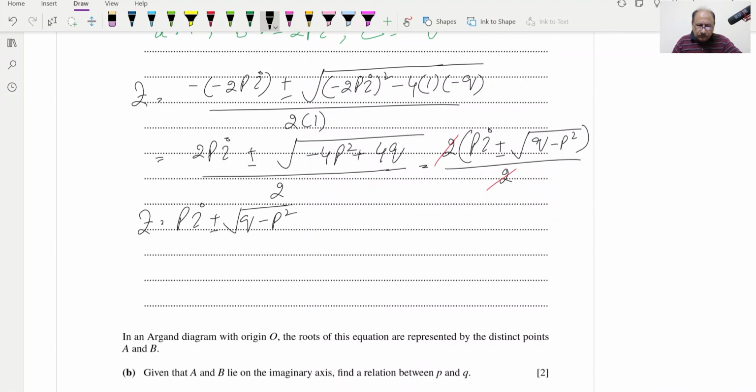So the plus and minus we can separate, so z1 will be equal to p iota plus the square root of q minus p square, and the second value will be what?